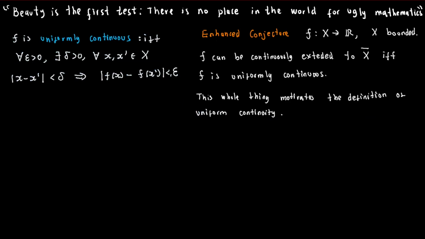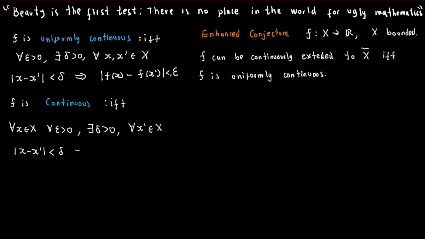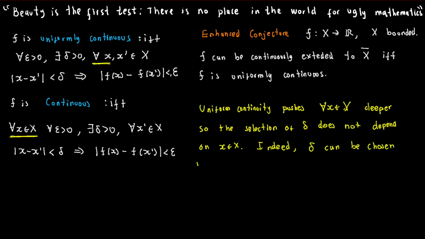Comparing the definitions of continuity and uniform continuity side by side can be useful. The main difference is that in uniform continuity, the quantifier of the point of continuity comes after the selection of delta. This means that uniformly continuous functions are continuous and that delta selection is independent of the point of continuity. Hence the name uniformly continuous. You can select the same delta uniformly for the whole function domain.